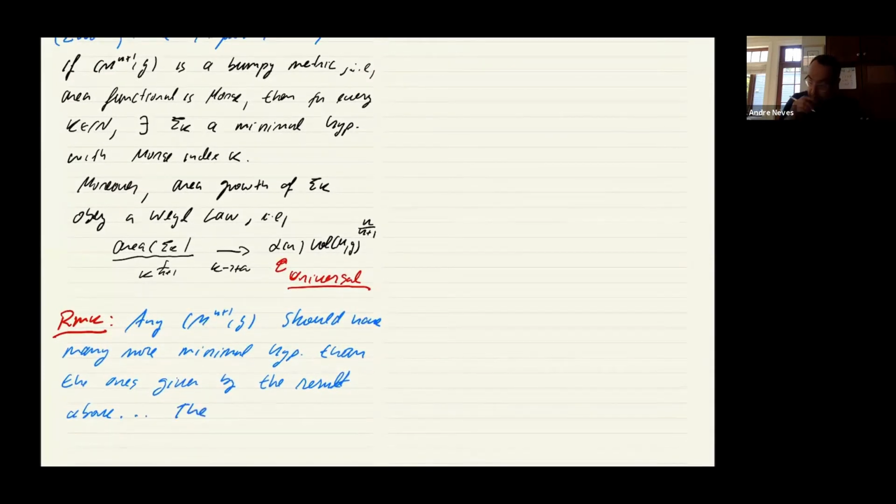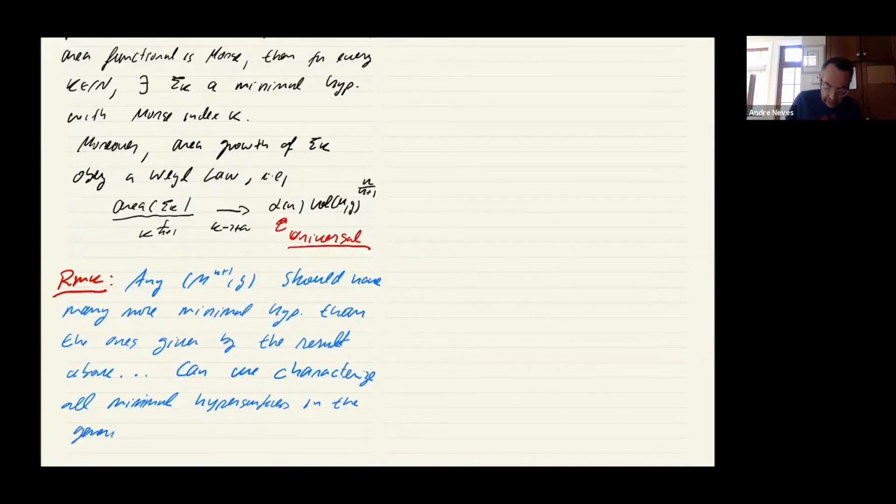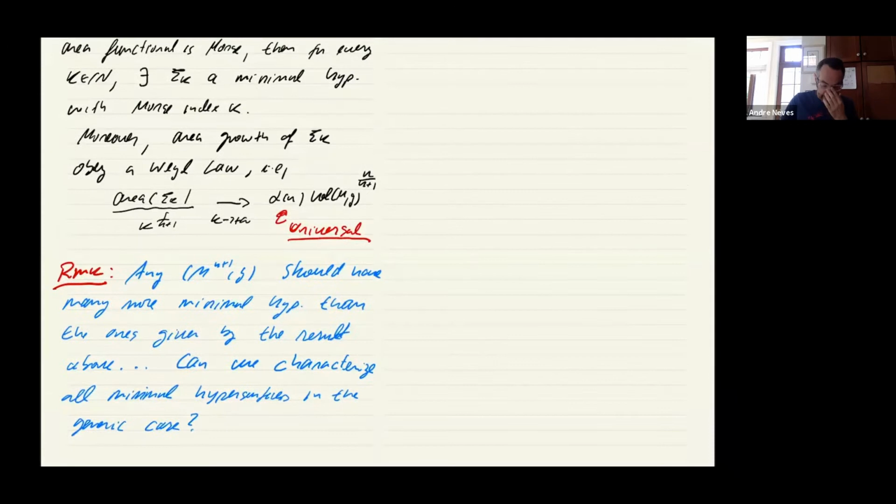So let me state this as a question. Can we characterize all minimal surfaces, all minimal hypersurfaces, in the generic case?